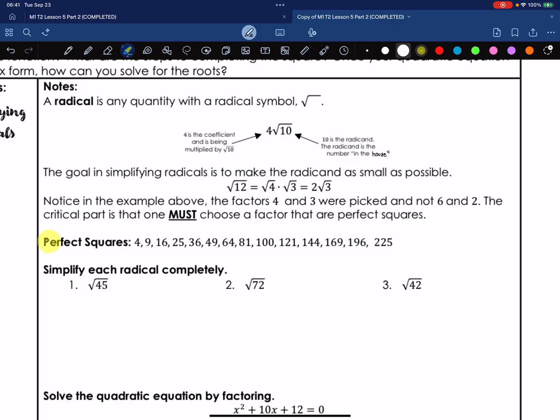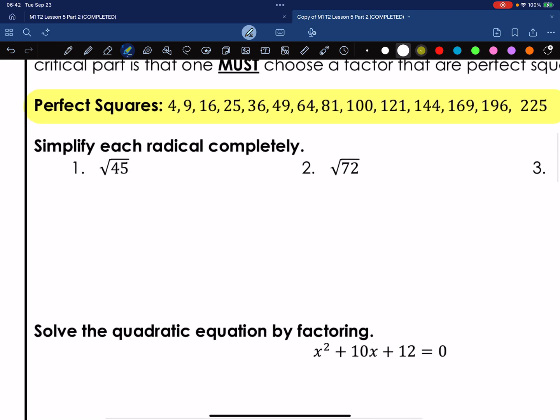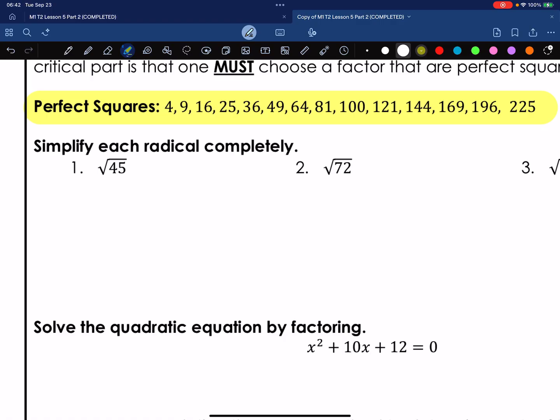So I did go ahead and give you a list of the first 15 perfect squares to help you go through this. So how do we solve this? If we look at our first one where we want to simplify the radical, we have the square root of 45. We need to look, where does 45 fall in this list of numbers? And it falls right here in the middle. So we're going to take 45 and start dividing it by each number. We're going to start with 36.